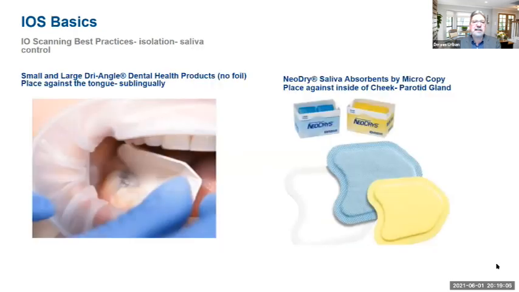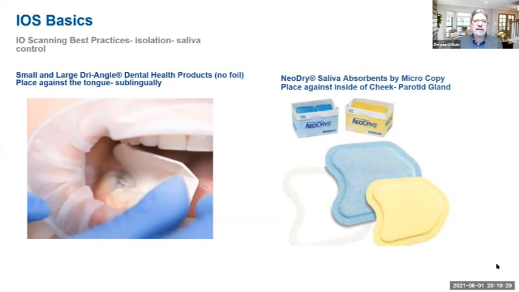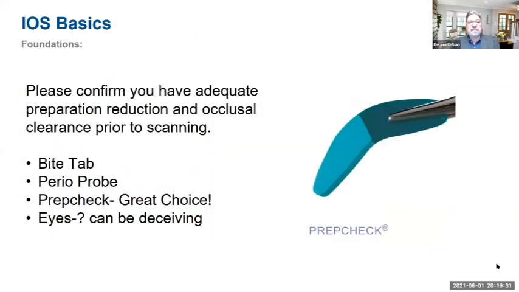And also, as far as saliva control, you want to make sure you have the isolation of saliva. There's something called Near-Dry saliva absorbents by Microcopy. These are placed against the inside of the cheek and on the parotid gland to stop that saliva from flowing. That's really important when you're doing intraoral scanning.